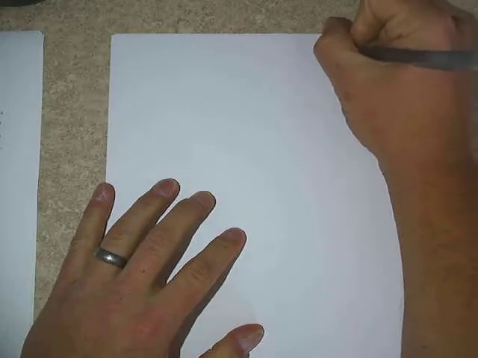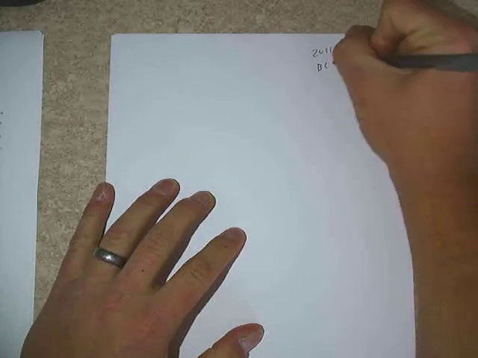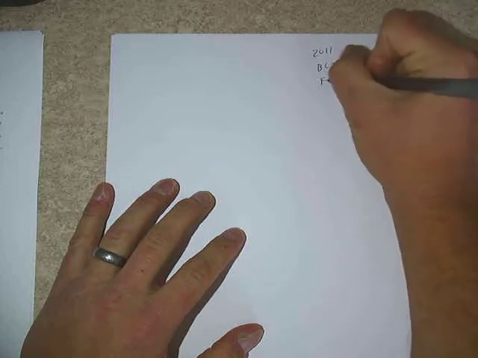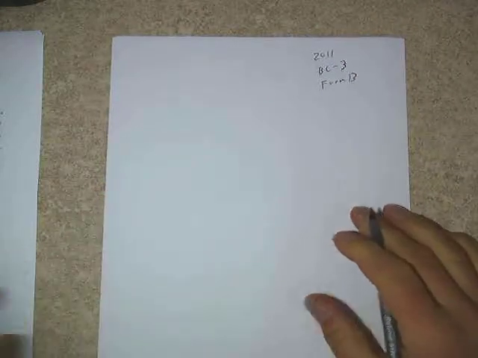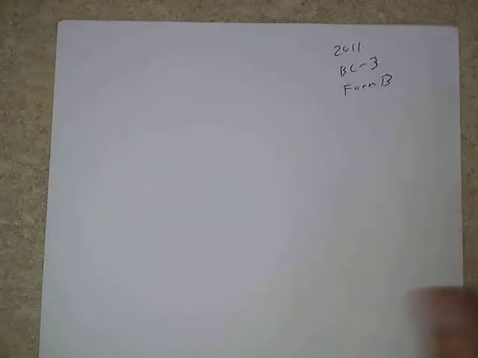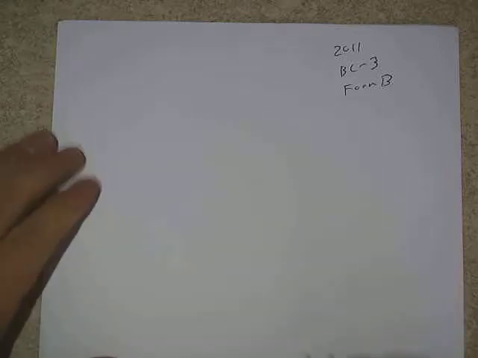Okay, so we're looking at 2011 BC3, Form B. All right, so the issue here that we have is that we have a region that's made up of a square root function and also a 6 minus x function, and they must find the area of it.